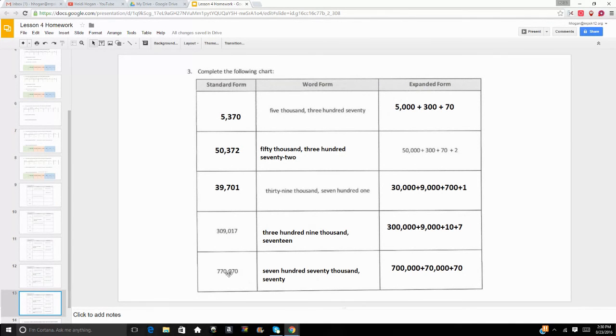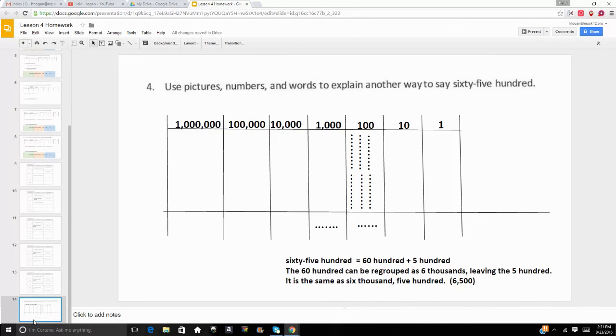And our last, and remember the comma helps us, so we read these first 3 digits, 770,000, 70. 770,000, comma, 70. We have 700,000, 70,000, and 70.